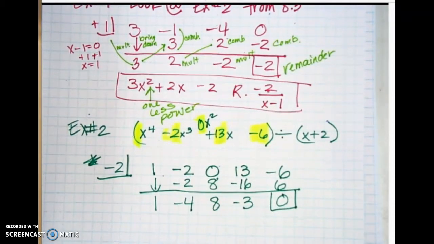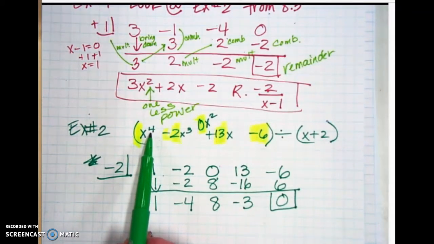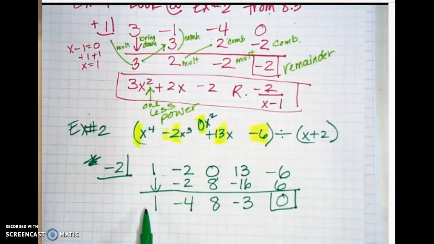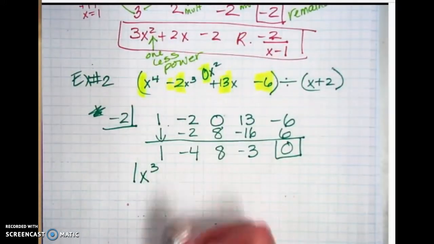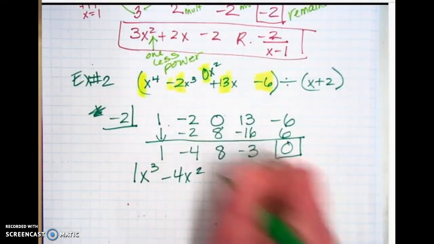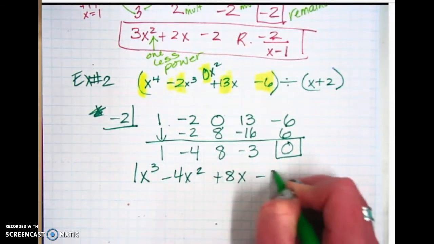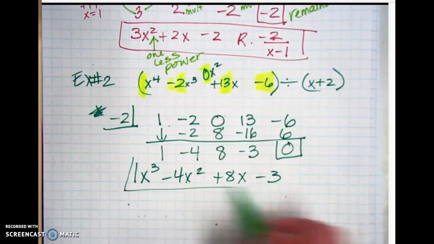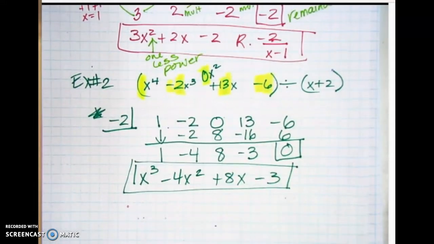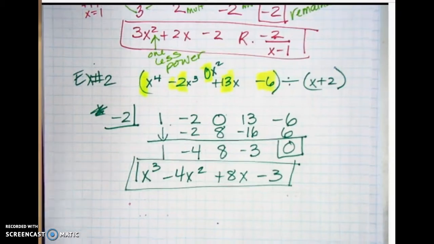Okay? We started with a 4th power, right? So our answer is going to start with a 3rd power. So 1x to the 3rd. If you want to write the 1 out front, you can, but you don't have to, right? Then minus 4x squared plus 8x minus 3, no remainder. They're a little tricky at first, but once you get used to the pattern, they go 10 times faster, okay? If you can do multiply, combine, multiply, combine, multiply, combine, then it's going to be a little bit easier.